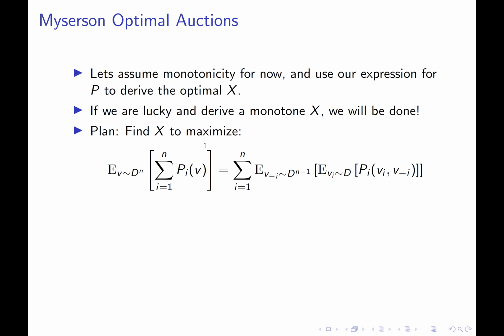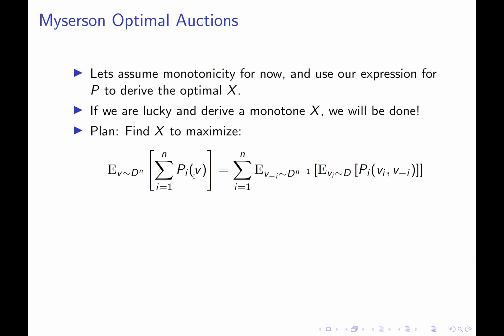Okay, and so let's just again write down what we want to do, and I want to focus on the simplest term that I can. So what we want to do is, remember, maximize the expected value over a full vector of valuations drawn independently from this distribution D of the sum over all of the payments made by all of the bidders. So let me note a couple of things here.